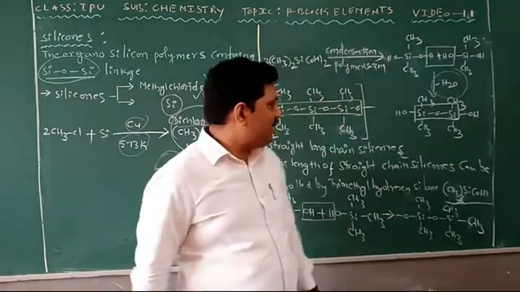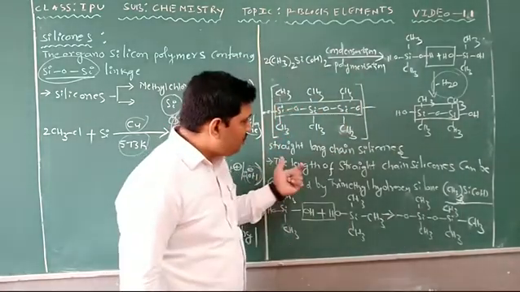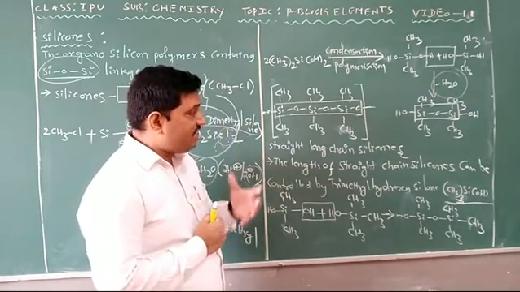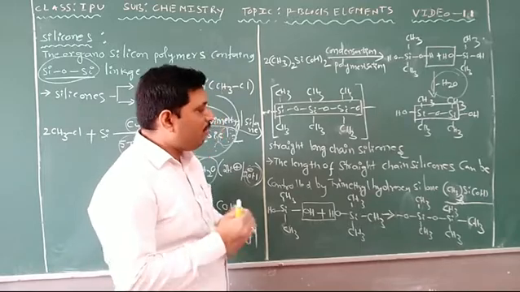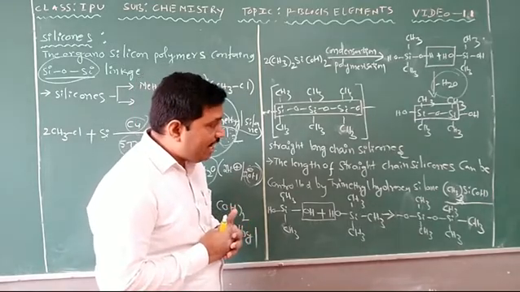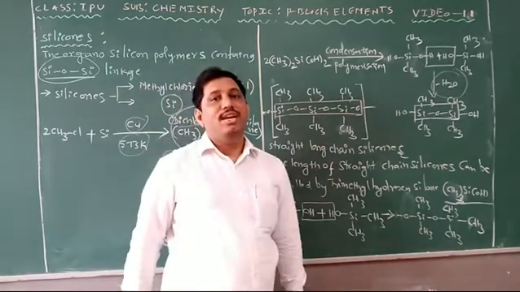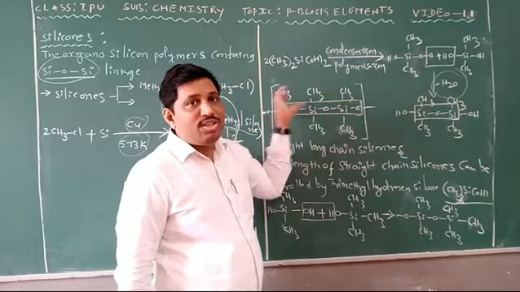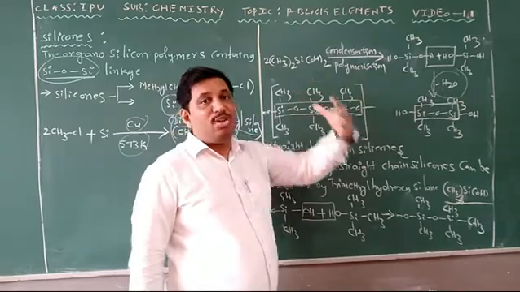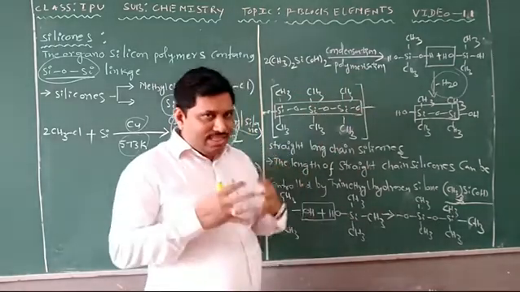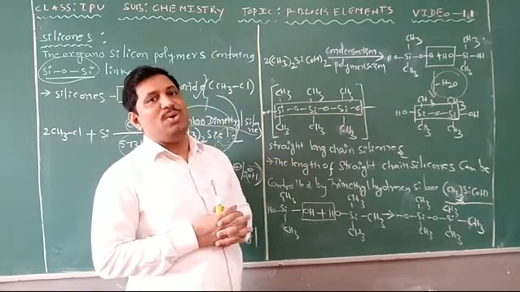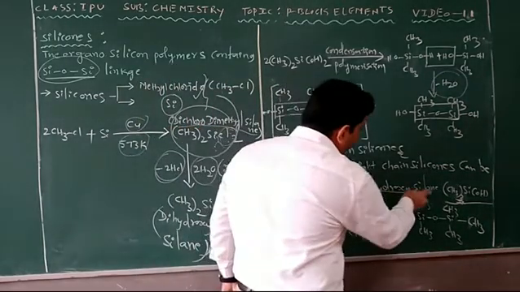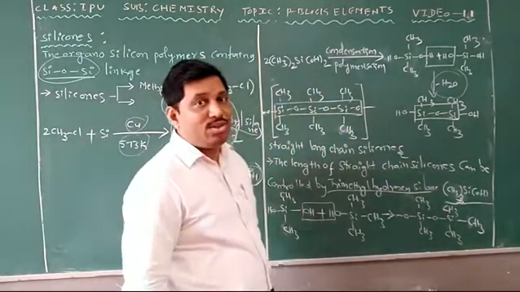Okay students. Next one, the length of the straight chain silicones can be controlled by using trimethylhydroxysilane. Generally, in the case of straight long chain silicones, the length of the chain will increase. The length of the chain can be controlled by using one compound that is known as trimethylhydroxysilane.